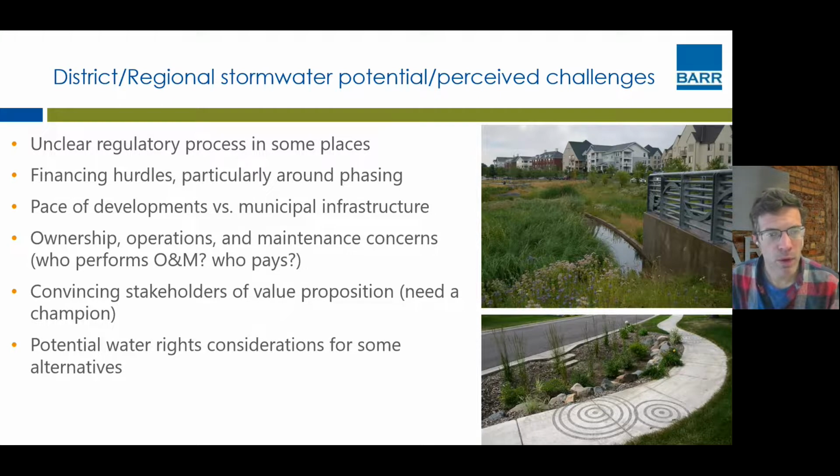And of course, water rights are something that have to be considered in any stormwater management project, any green infrastructure project, but they get even dicier when we're talking about multiple parties, multiple parcels, and stormwater crossing back and forth between landowners.